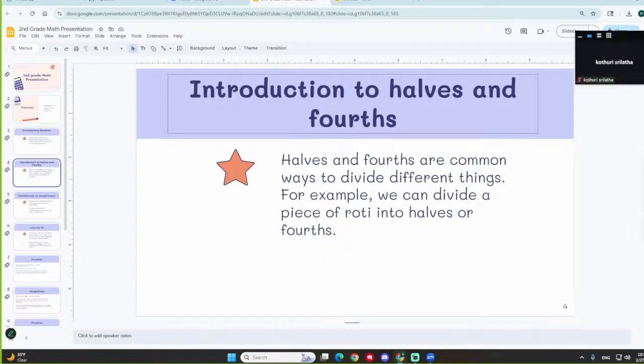So, introduction to halves and fourths. Halves and fourths are common ways to divide different things. For example, we can divide a piece of roti into halves or fourths. So we already went over that.